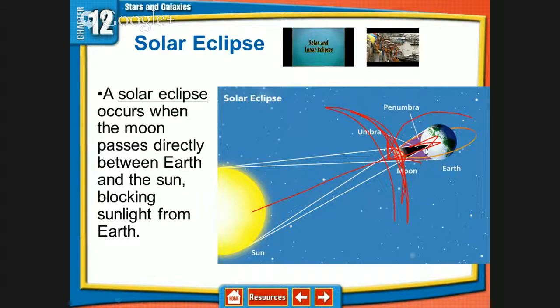That's why total solar eclipses are so rare, because you have to be at the right place in the right time. They only last between 1 to 4 minutes normally. Some can last up to 7 minutes. That's a long solar eclipse. Okay? Question?